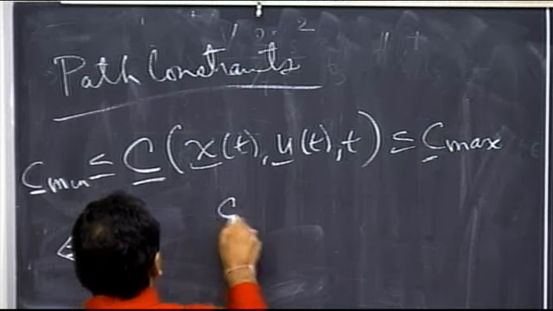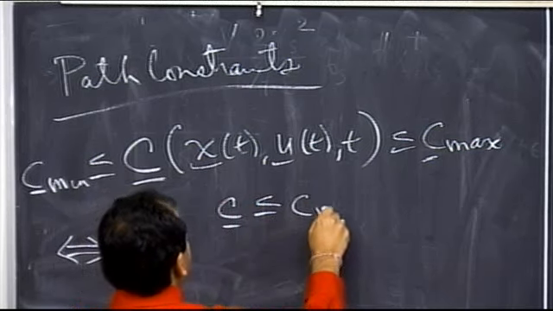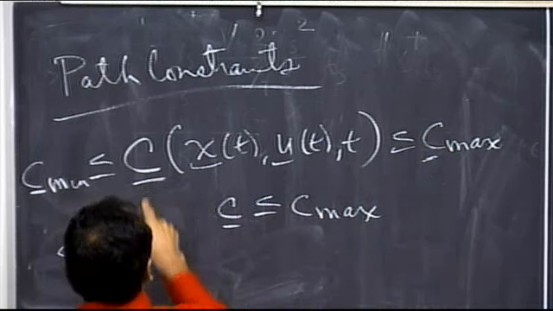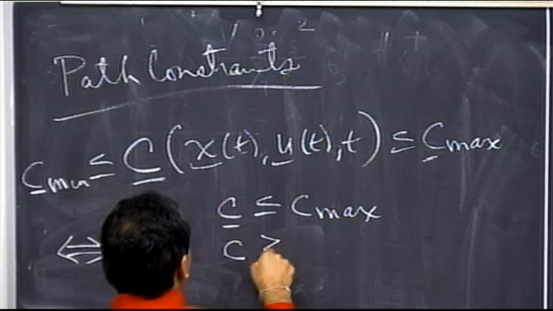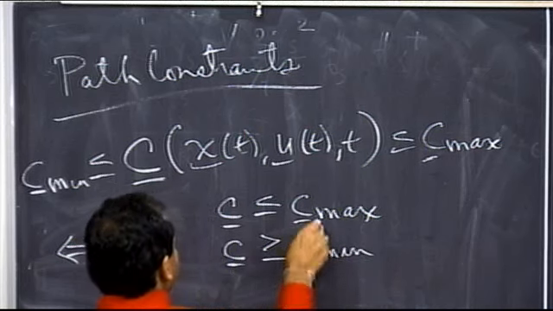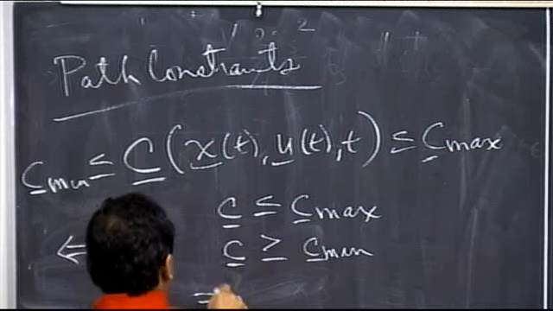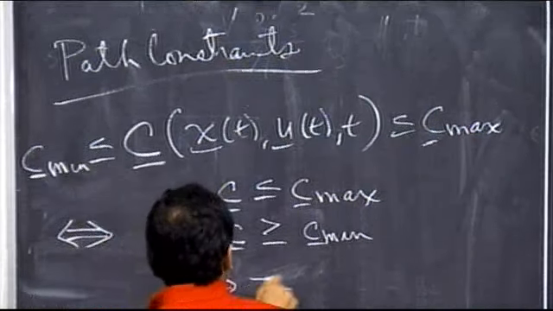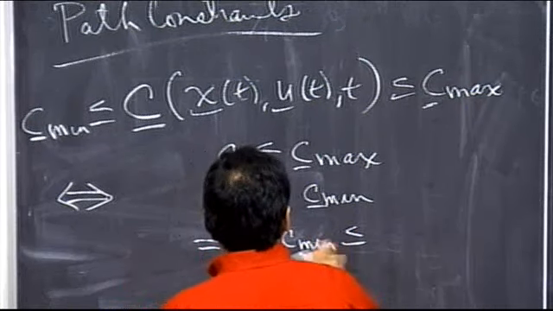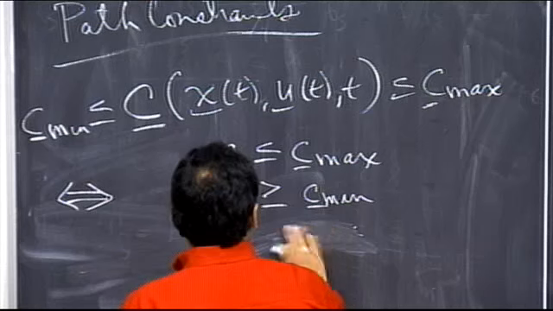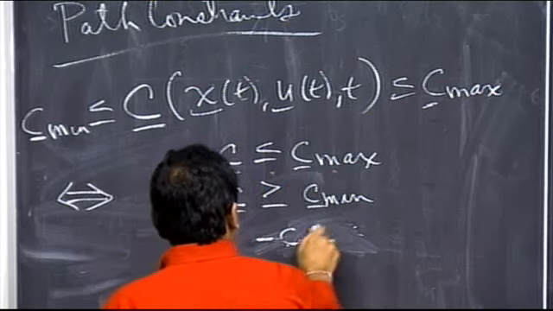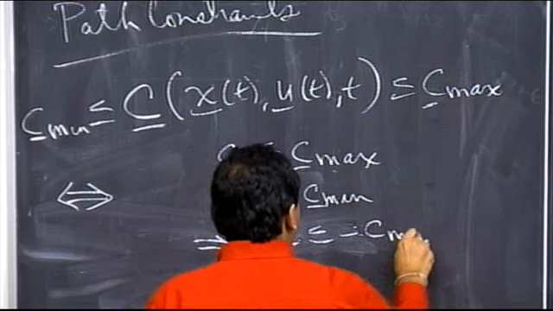I can say c is less than or equal to c max, because that's the first constraint. And I can also say that c is greater than or equal to c min. If I take the second of these, what does this second constraint say? Write it this way: c is less than or equal to c max, and minus c is less than or equal to minus c min.